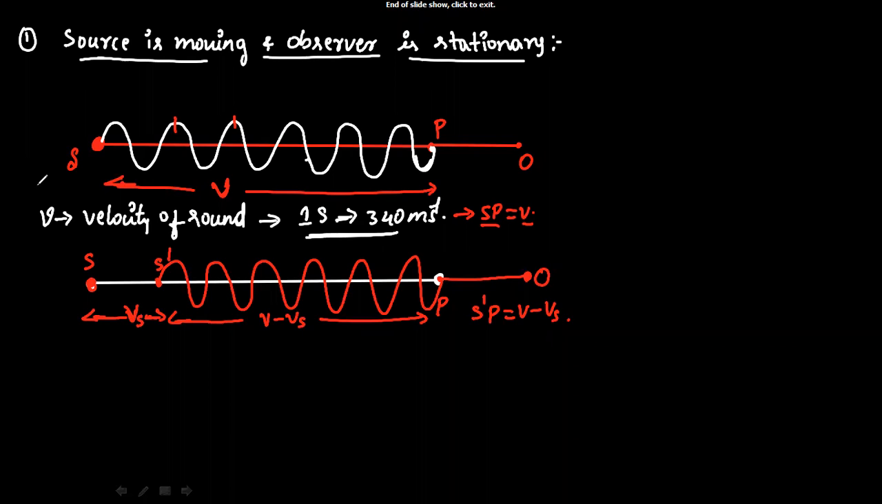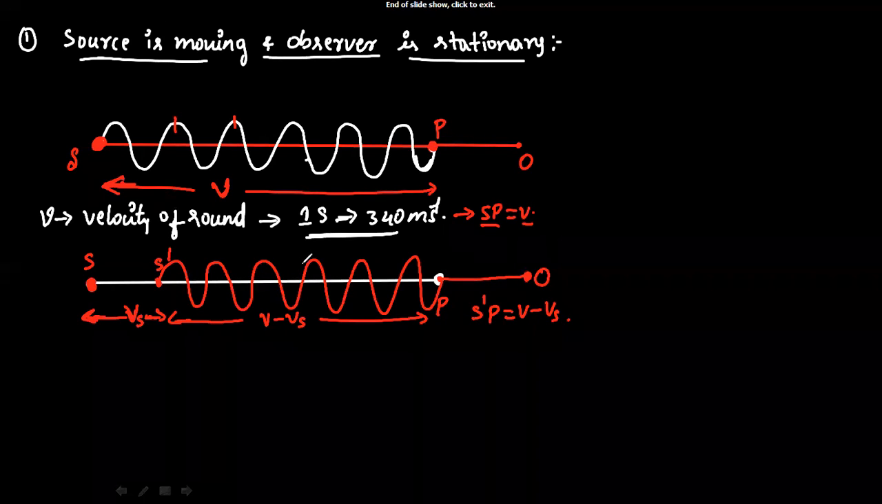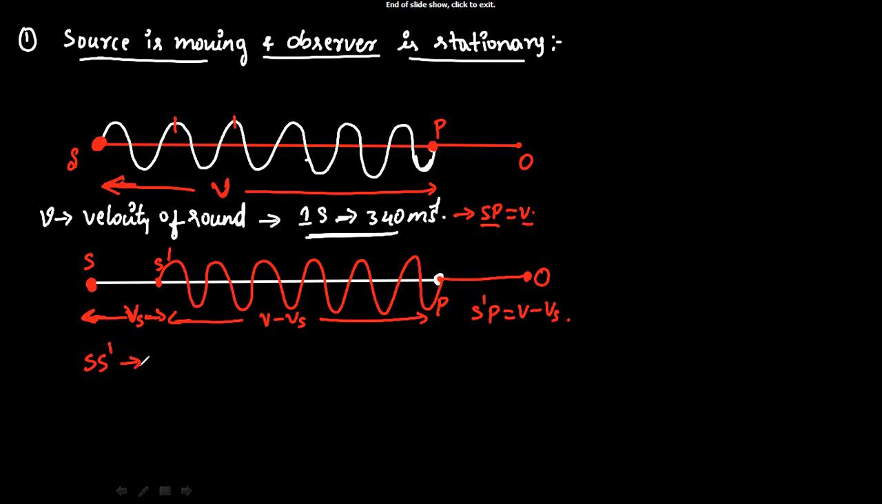So initially, let us observe the data. The source was at position S. It reaches the point P in a given interval of time T. Then V is the velocity of the sound wave traveled from S to P, so SP is equal to V. Next, it reaches the point S dash in a given time interval T. Then the velocity of that source is given by Vs. Finally, the same sound waves reach position P, but the wavelength changes. So the distance traveled by the body from S to S dash is given by Vs. Similarly, S dash P is equal to V minus Vs.